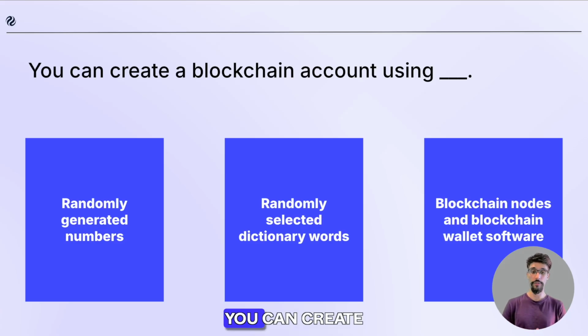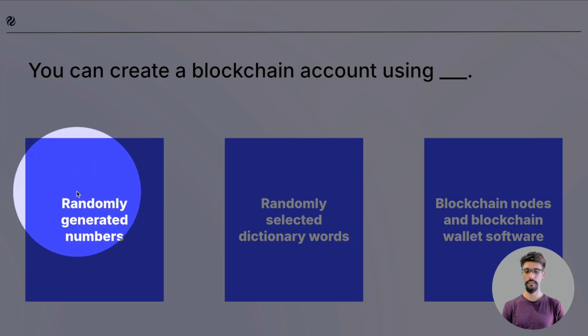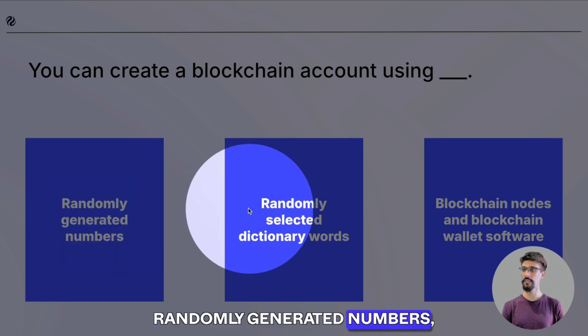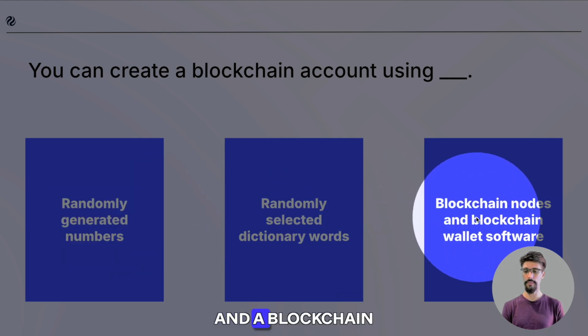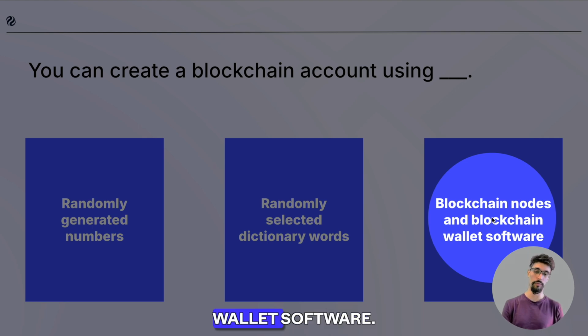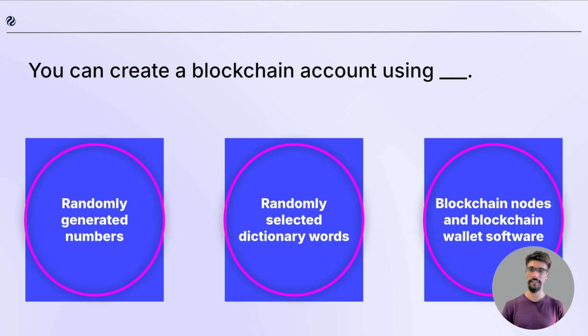First question. You can create a blockchain account using blank. And the options are randomly generated numbers, randomly selected dictionary words, and a blockchain node and/or wallet software. I'll pause for a bit while you think of the answer. And the answer is all three. Did you get that right?